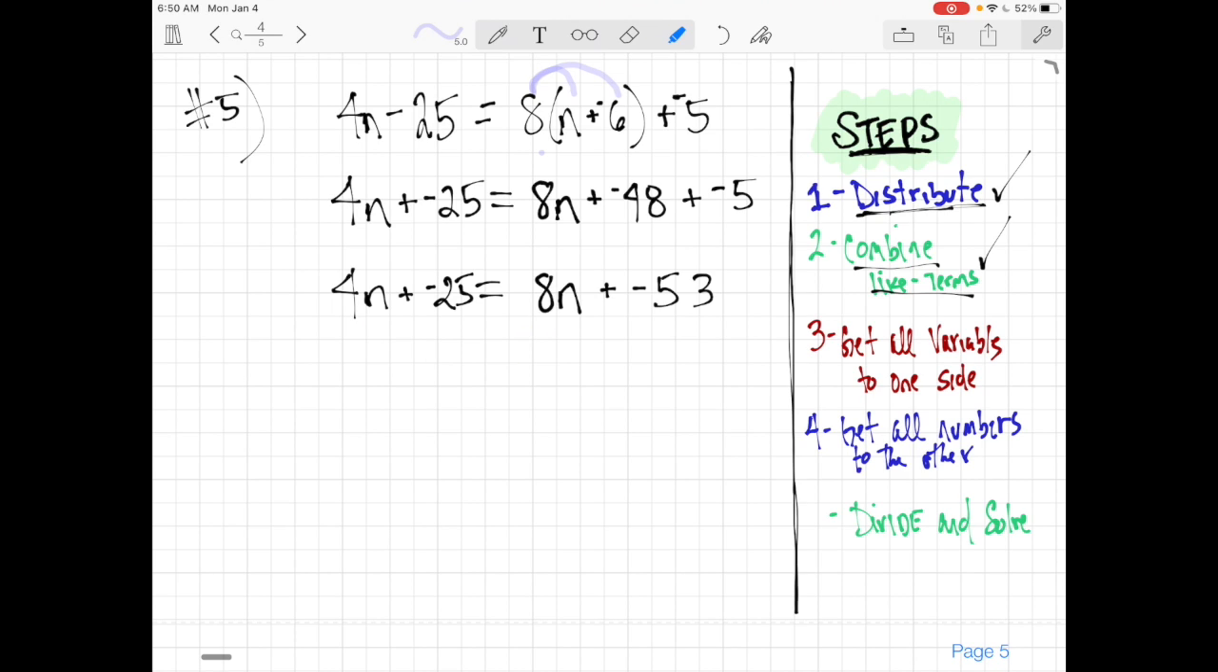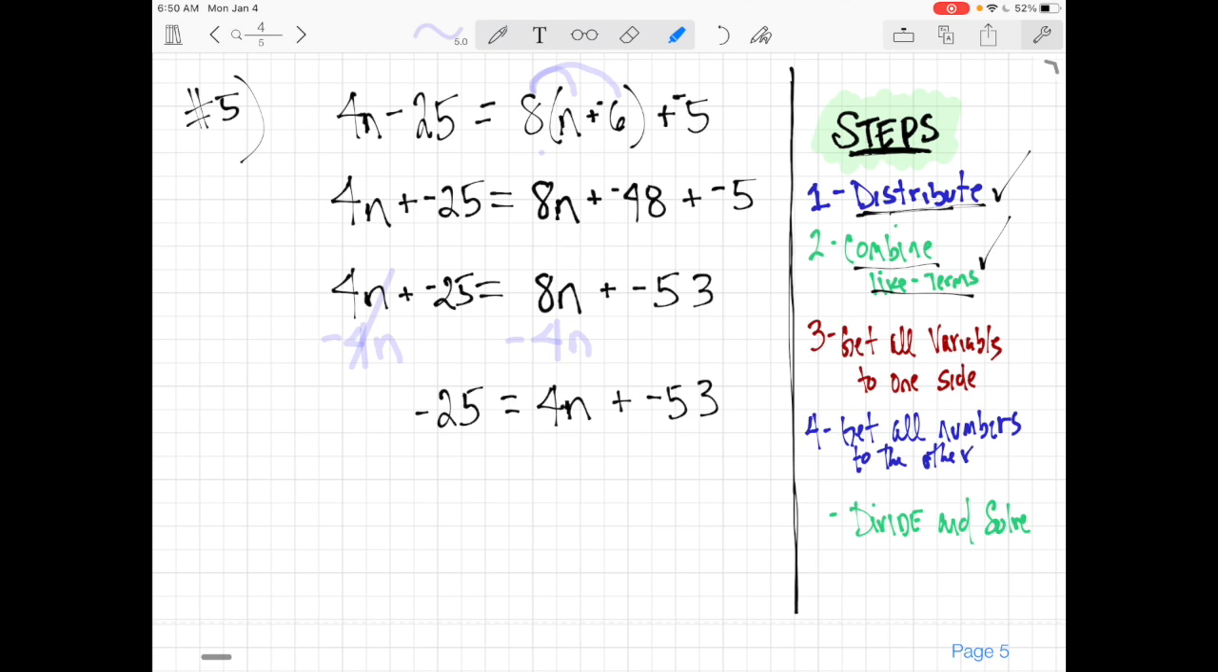So the way I'm going to do that, the way to get rid of that 4n, is to subtract 4n on both sides. So we're going to subtract 4n. So 4n minus 4n cancels out, leaves us with negative 25. And 8n minus 4n gives us 4n plus negative 53.